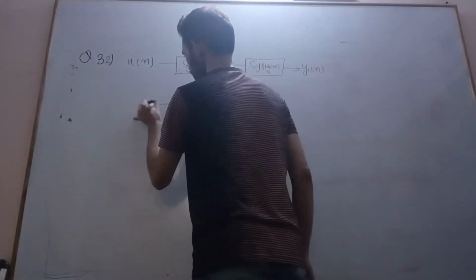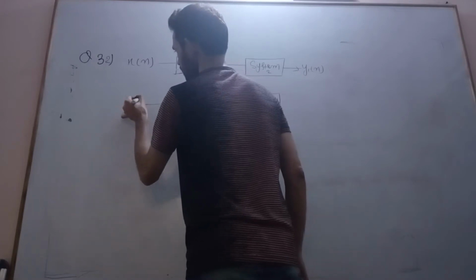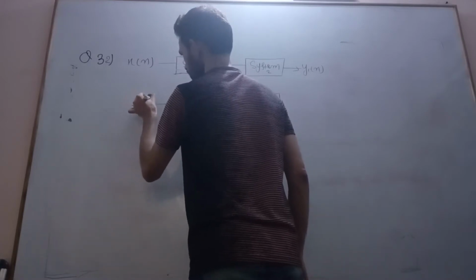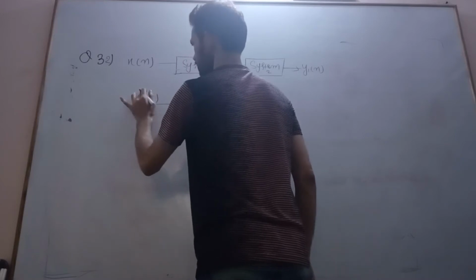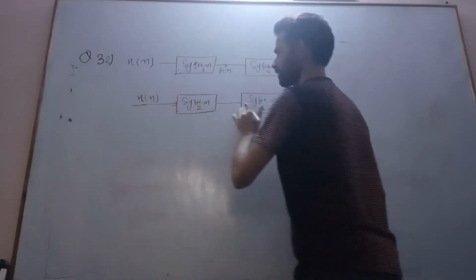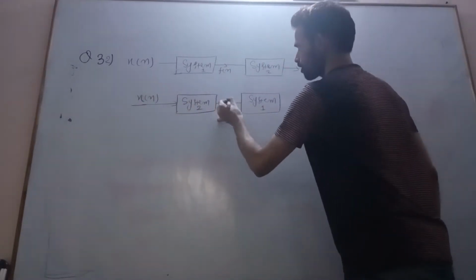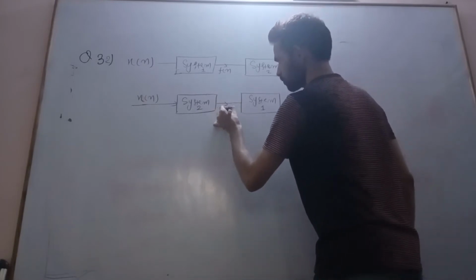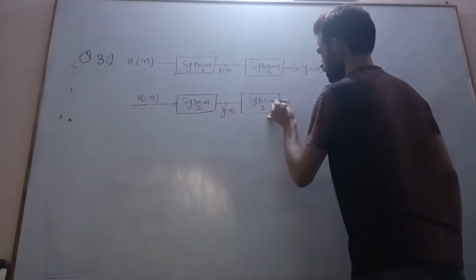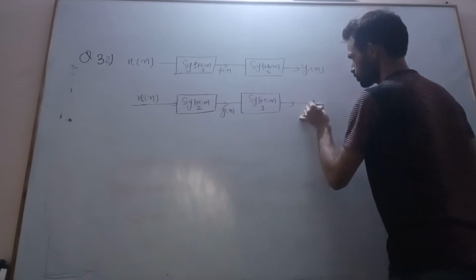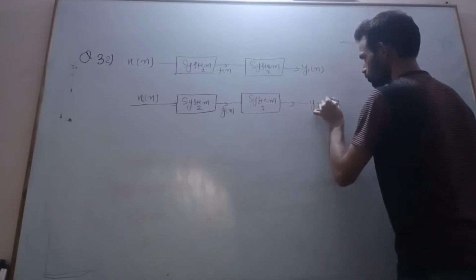Now here I am providing the same input signal. The same input signal is applied here. Now the output here is g of n, and the output of the second arrangement is y2 of n.